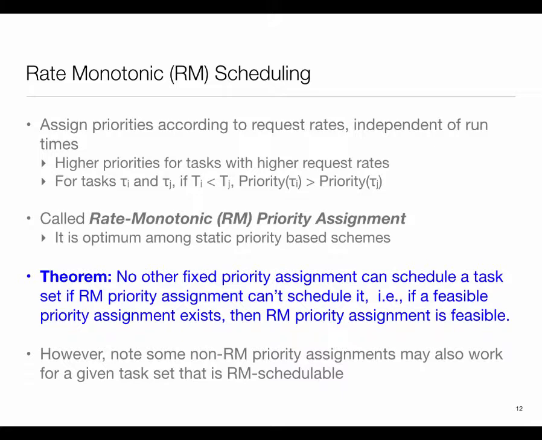Rate monotonic scheduling strategy basically says to assign priorities according to the rate, according to the inverse of T, independent of runtime. So it doesn't matter what the C's are. Of course, C over T has to meet some constraints, in the sense that it has to be less than or equal to 1, but my priority assignment will be solely based upon the rate. So if there are 2 tasks and one has a higher period, it will have a lower priority.